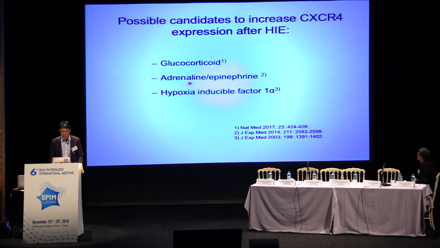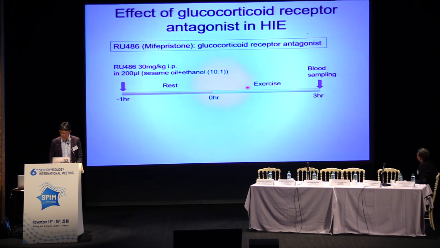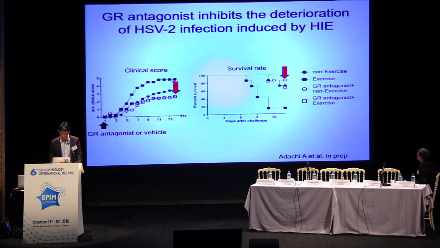The next question is how CXCR4 is induced on plasmacytoid dendritic cells after high intense exercise. There are several candidates: glucocorticoid, adrenaline, or hypoxic conditions. To make a long story short, we did a lot of experiments, and we finally found that glucocorticoid levels go up during high intense exercise, and a glucocorticoid receptor antagonist during high intense exercise rescued the number of PDC. So the decreased PDC in the blood can be rescued by a glucocorticoid receptor antagonist. The severe clinical score and very bad survival rate were also rescued by the glucocorticoid receptor antagonist.